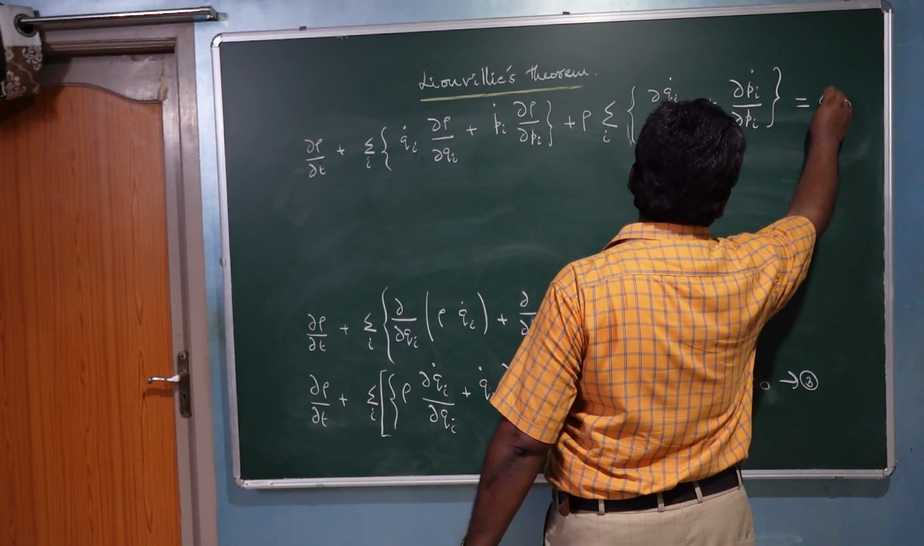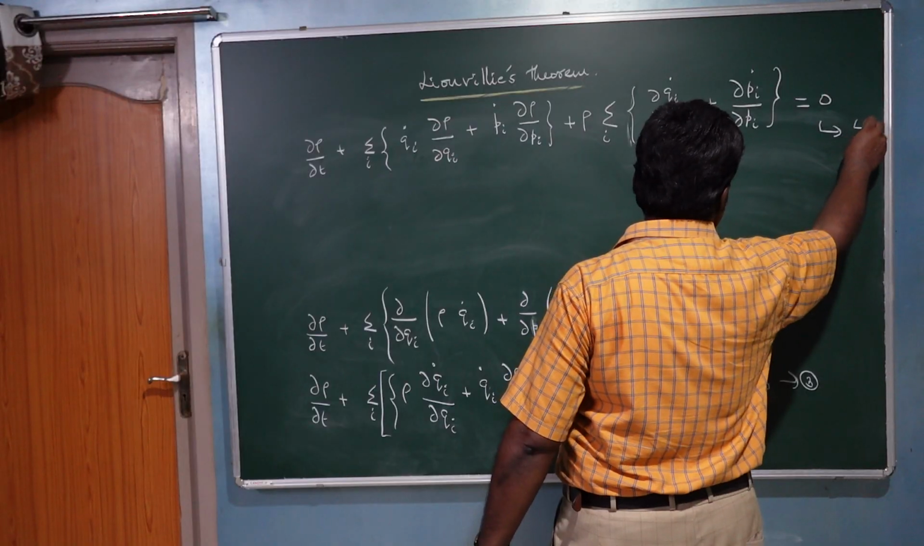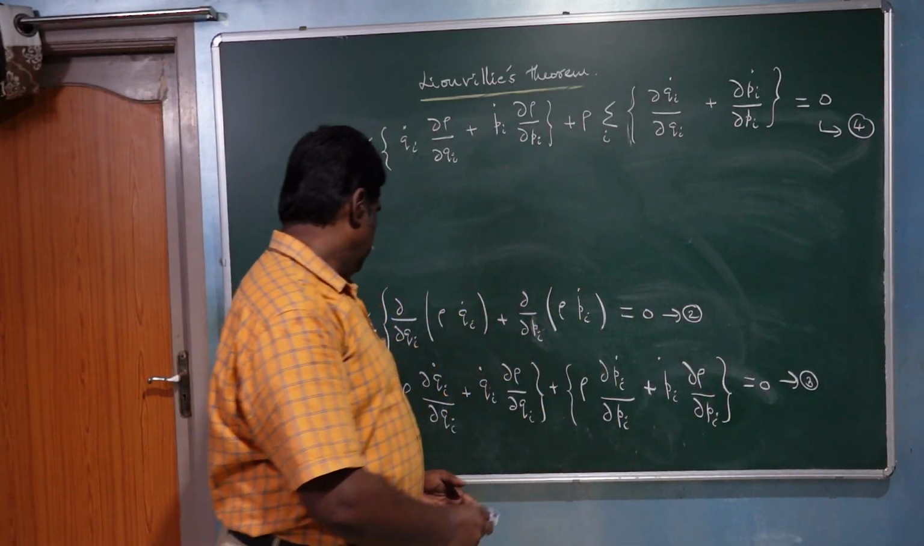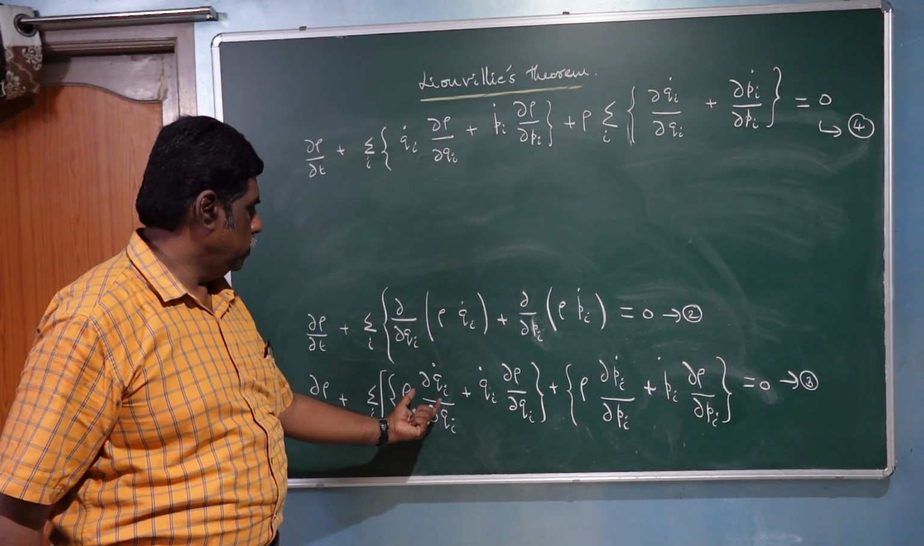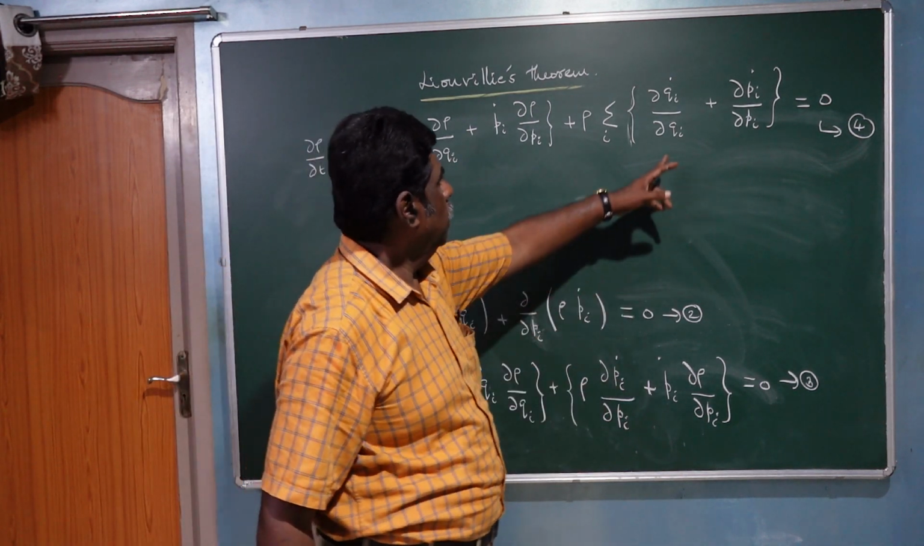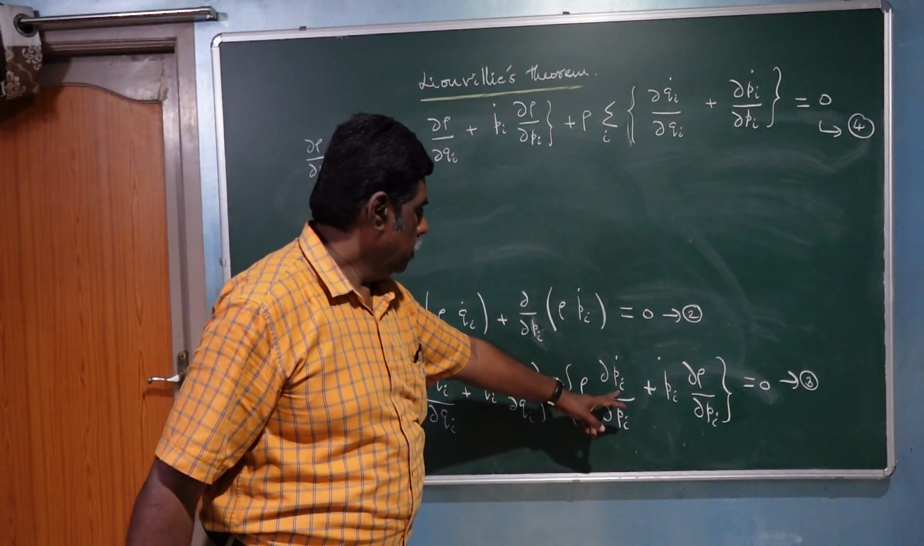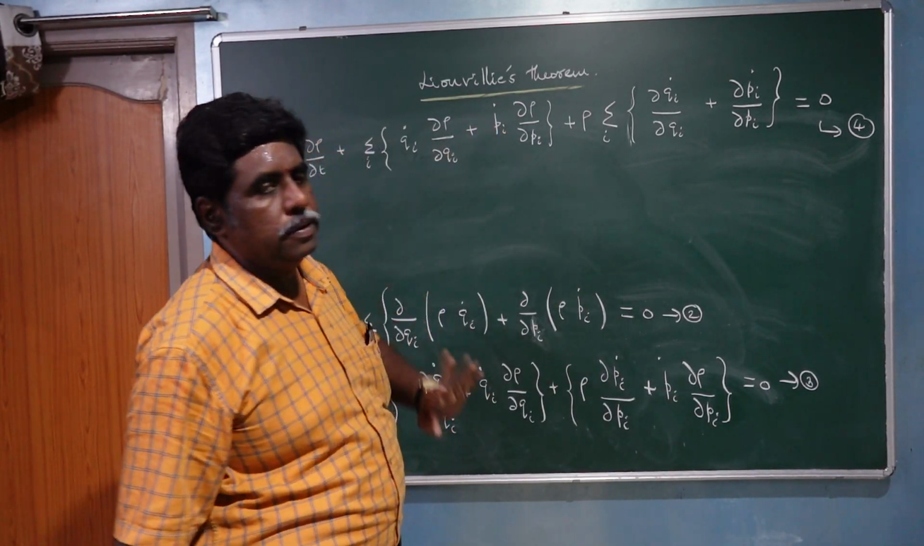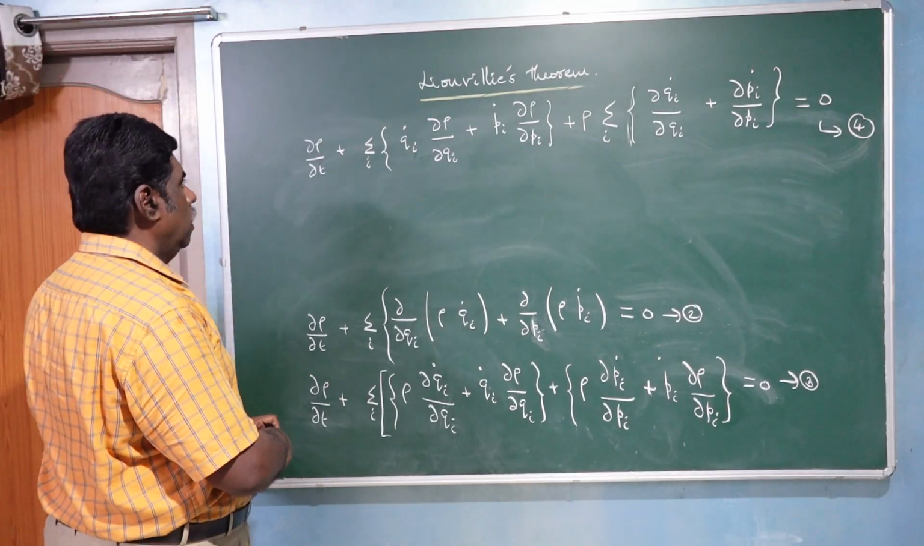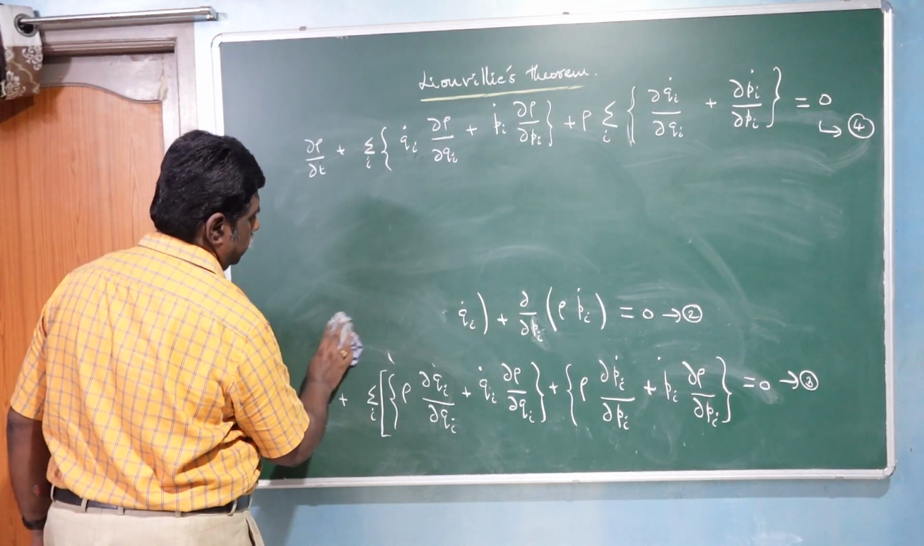The entire is equal to 0. Consider this is equation number 4. Just I have taken out rho outside. These two terms are combined here. Then this term is present here. Then this term is present here. Now I have to proceed further.